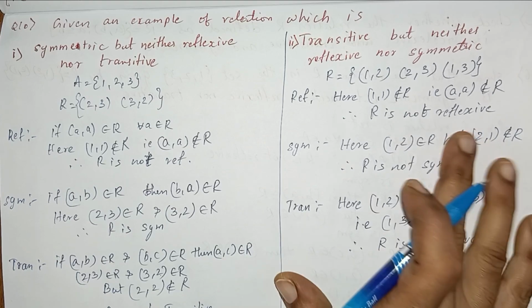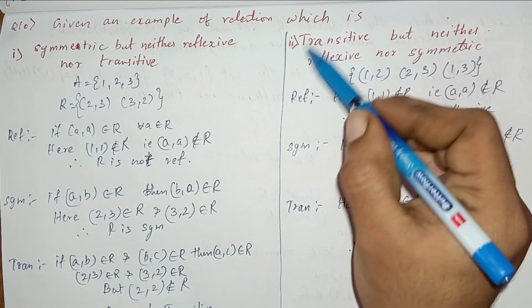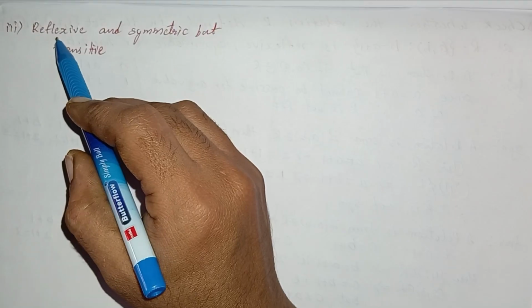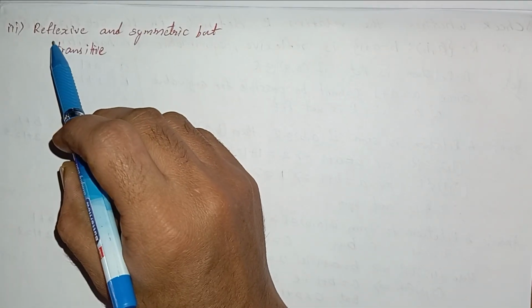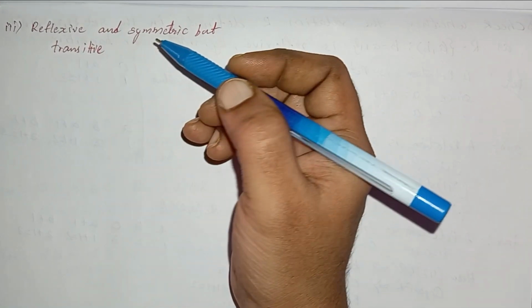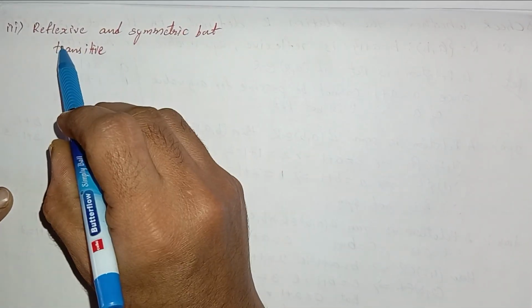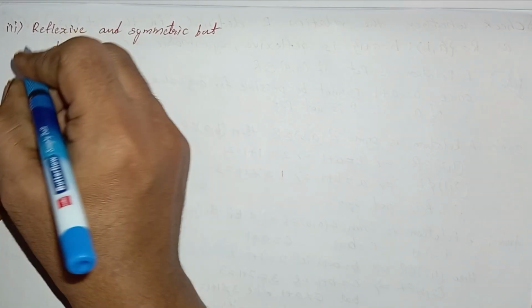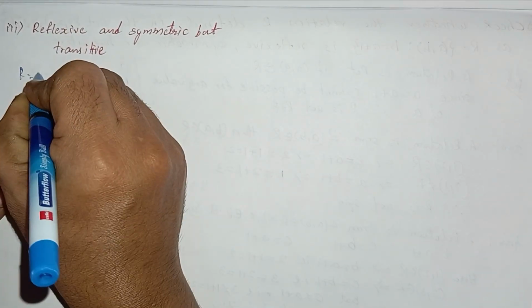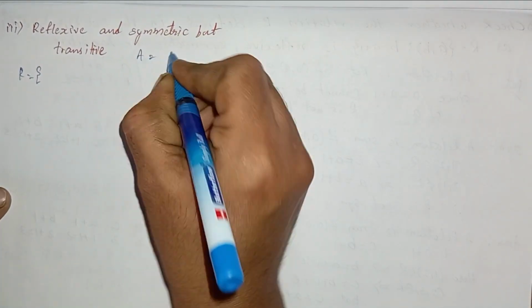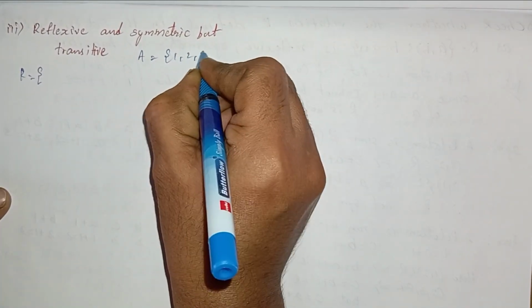So you have to take such an example where it proves this condition only. The third question, the third example, should be reflexive, symmetric, but not transitive. So we have to take such an example that it satisfies reflexive and symmetric, but not transitive. So if we take a relation R, where A is equal to {1, 2, 3}.